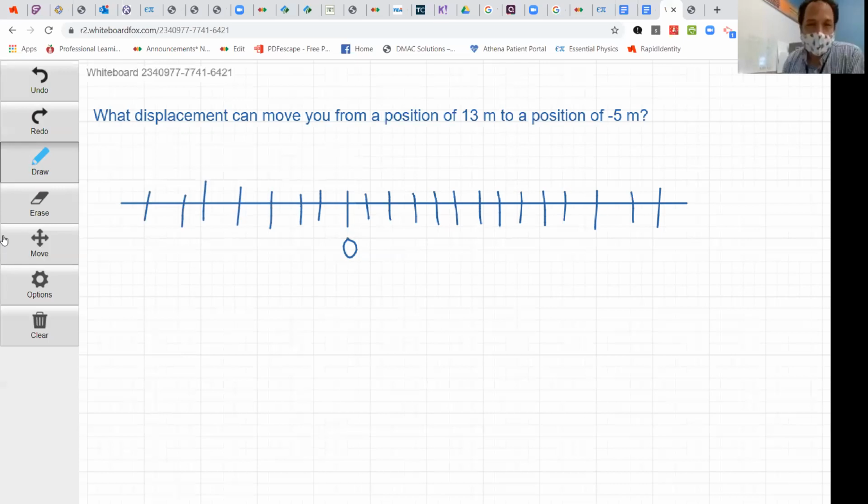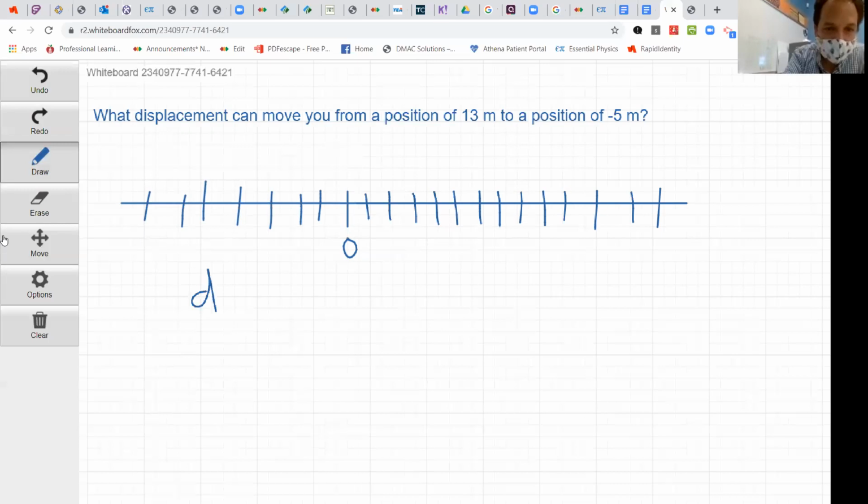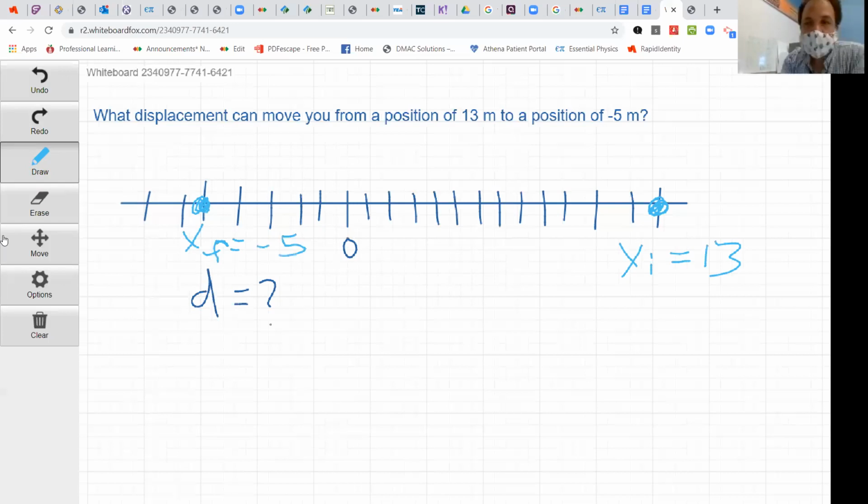All right, so then it says, what displacement? So we don't know what the displacement is. And we're gonna start at a position of 13. So we're all over here. And it says to a final position of -5. 1, 2, 3, 4, 5. So we know the positions, we just don't know the displacement.